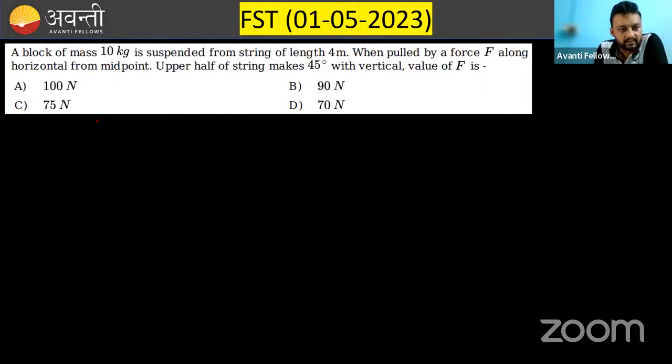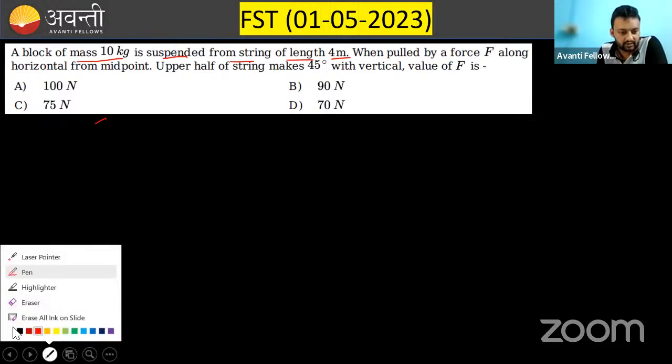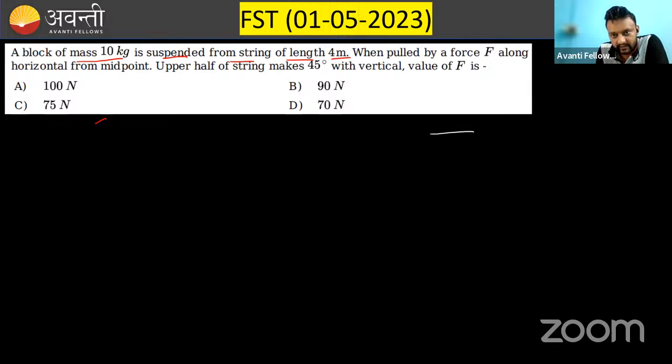A block of mass 10 kg is suspended from a string of length 4 meter. When pulled, look at the situation. The question says there is a block of mass 10 kg, suspended by a string of length 4 meter. When pulled by a force along the horizontal from the midpoint, from this point, it is pulled along the horizontal by a force F.